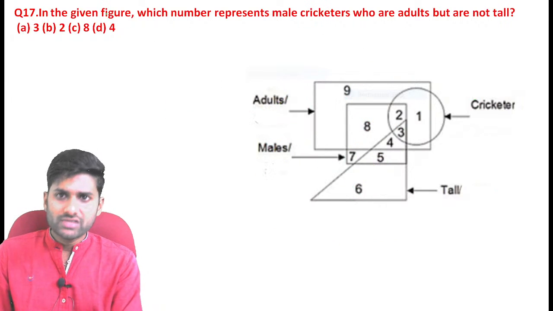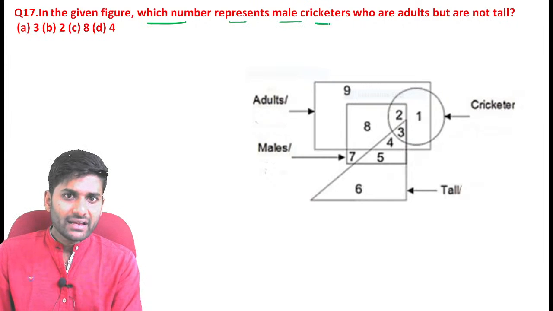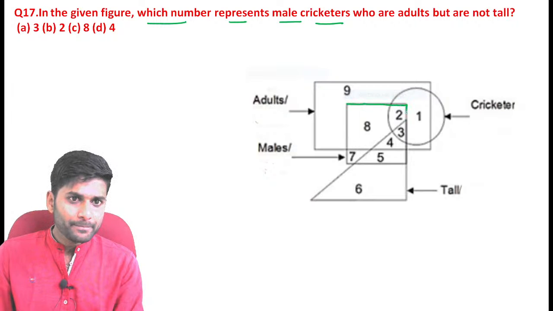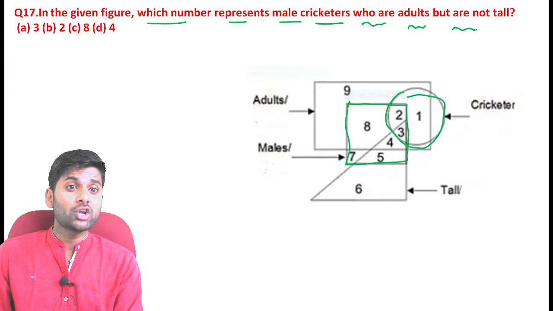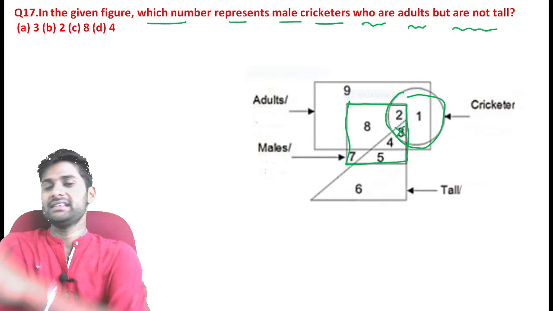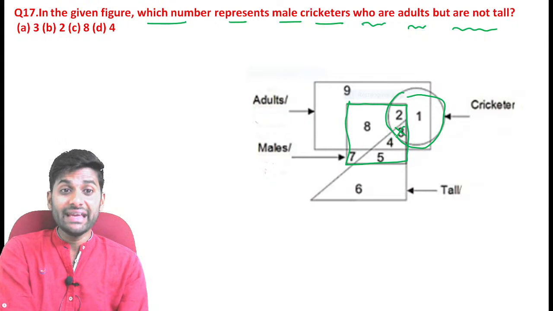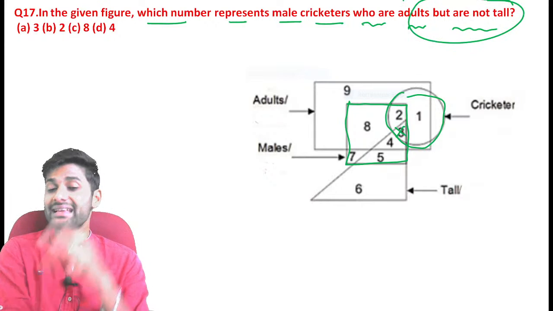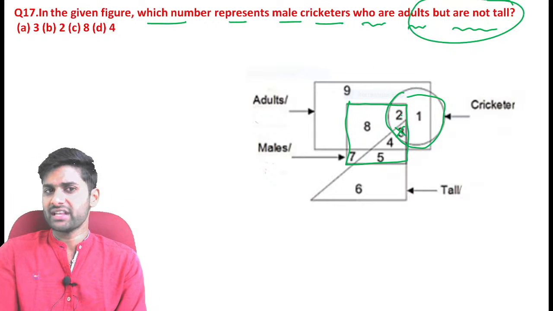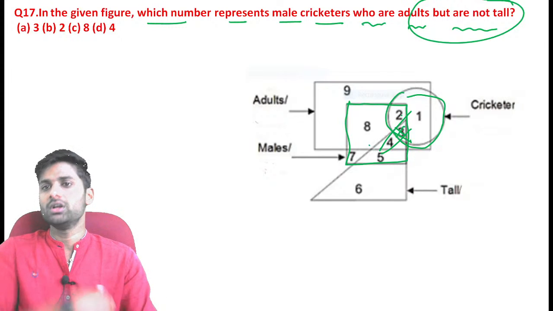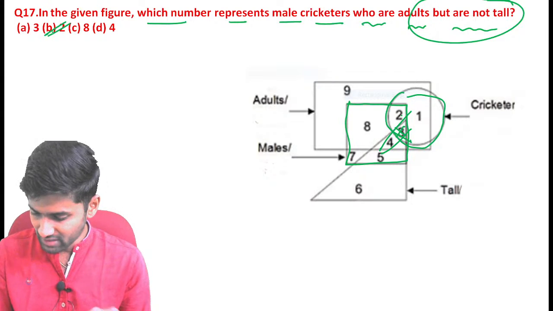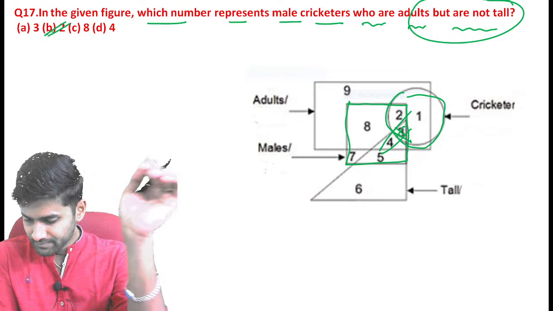Now see the question, now see what is the information. Which number represents male cricketers? Male cricketers. We want the square box, along with cricketers, we want this box. So these are the two answers, either 2 or 3 up to here. But who are adults but not tall? So we just eliminated 3, guys. Why have I eliminated 3? Because 3 includes tall. They clearly mention that the person is not tall. So up to the first 3 statements, the options are either 2 or 3. Now you can directly eliminate 3, because they are not tall. So the answer is 2. Very good, Nana. That is a 2, Vishal.